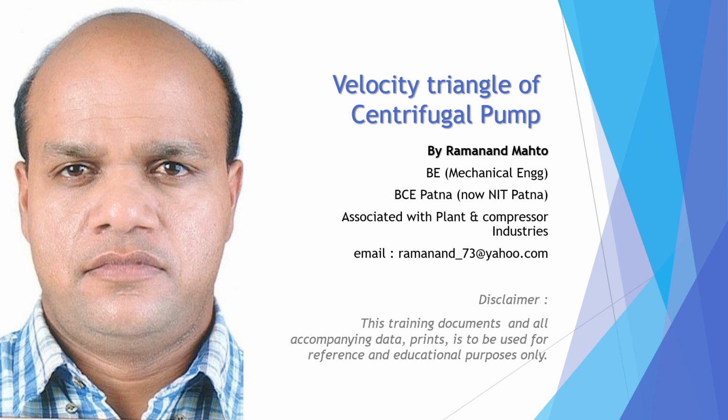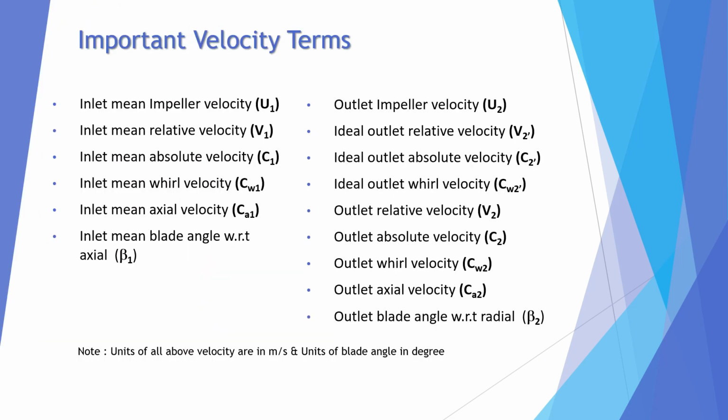In centrifugal pump, as flow of fluid is in axial direction, the inlet velocity triangle is drawn at inlet mean blade height unless otherwise stated. Please note that there could be many inlet velocity triangles at different inlet blade heights, but the inlet velocity triangle is drawn at inlet mean blade position. So let's start construction of velocity triangle.